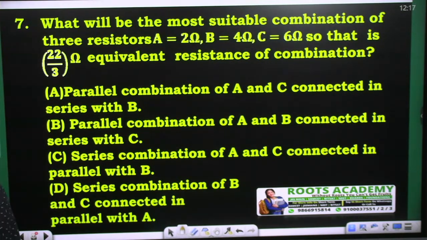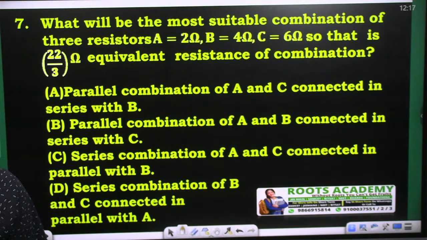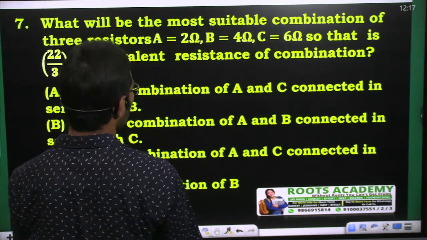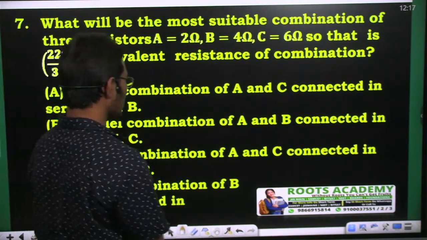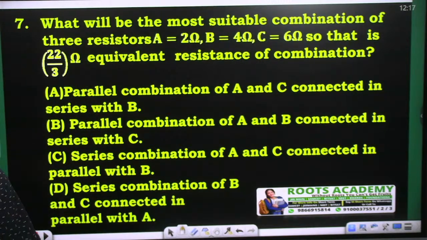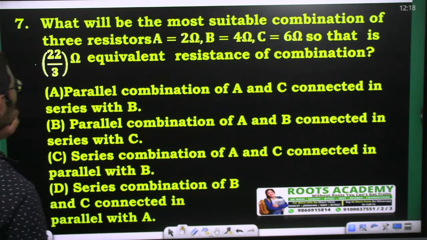Now let us try to look at the other question. See, this is a direct question, nothing to think much. The basic concepts are being asked and tested. So what will be the most suitable combination of 3 resistors, A 2 ohms, B 4 ohms, C 6 ohms, such that their equivalent resistance is 22 by 3 ohms. So how do you do it?